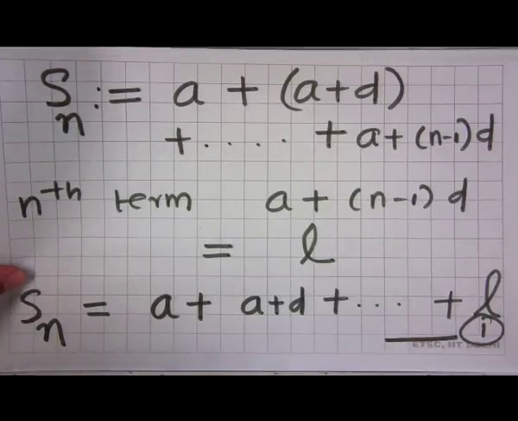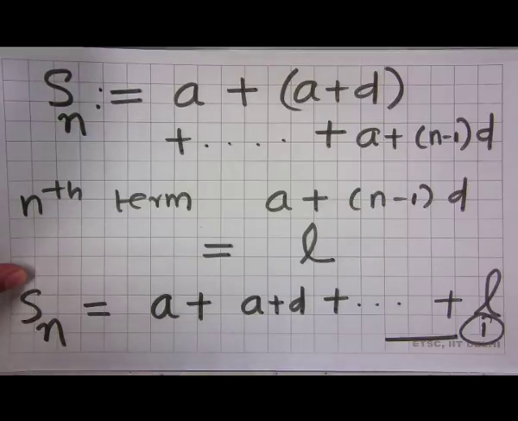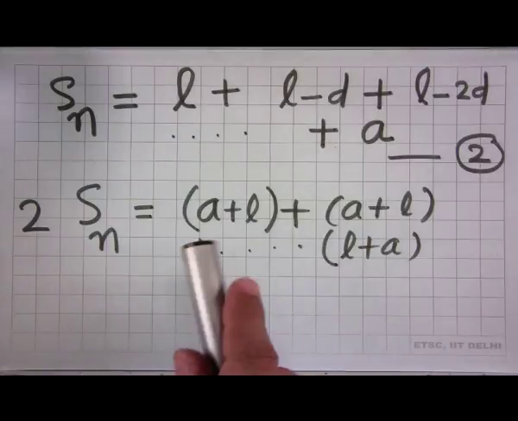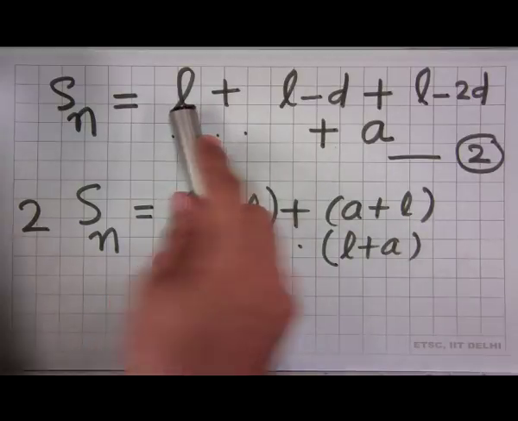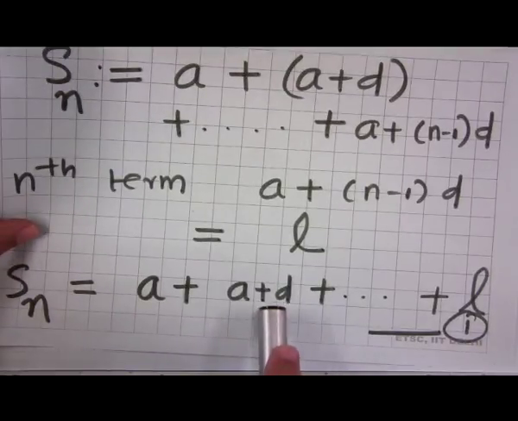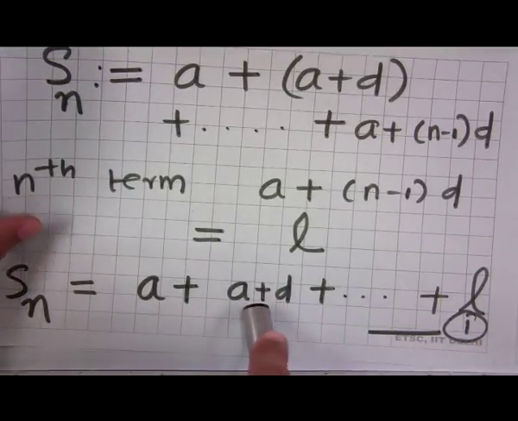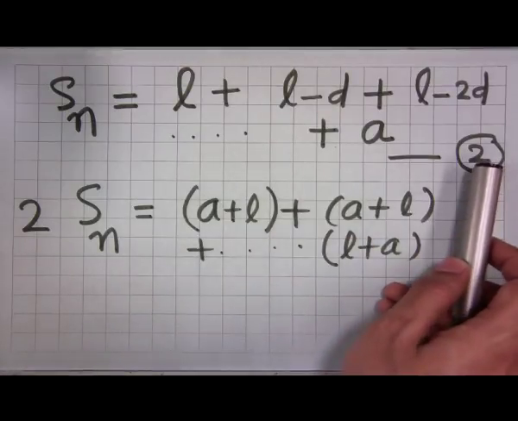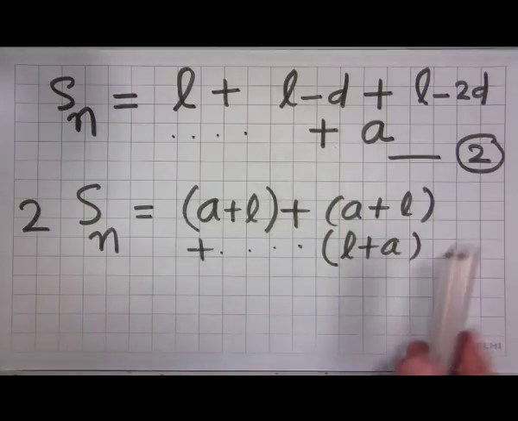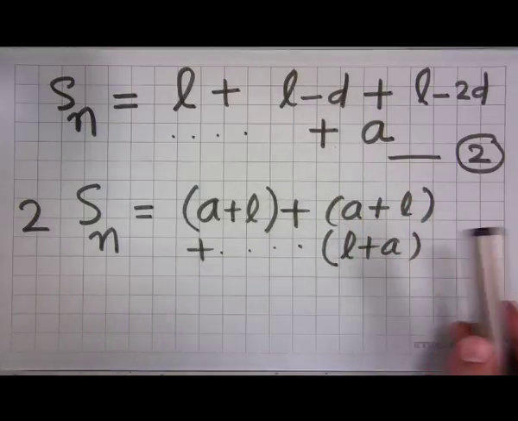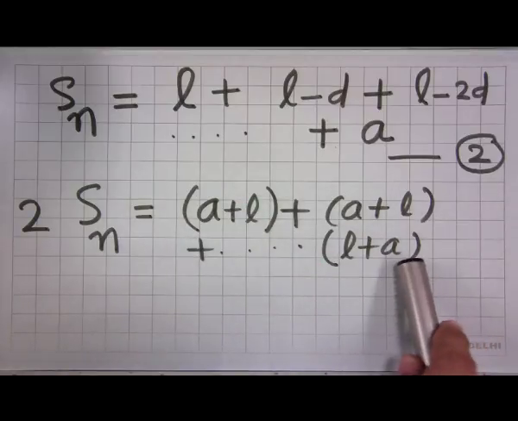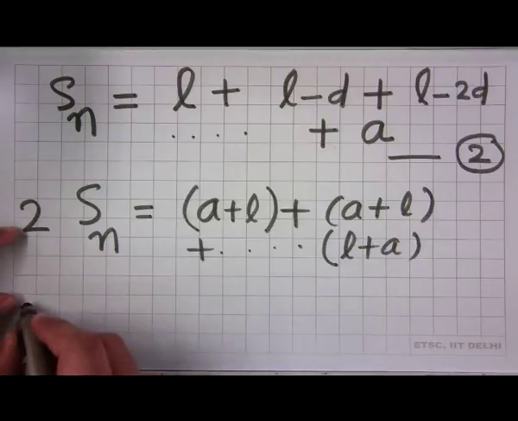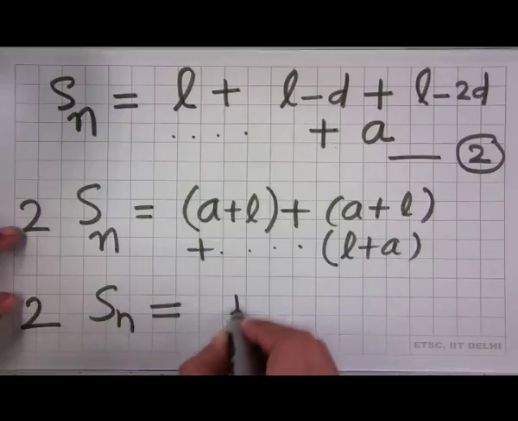Please look at 1 and 2 again and compare the corresponding terms in the right hand side expression. The first term in the first expression is a, the first term in the second expression is L, and they add up to a plus L. The second term in the right hand side of the first expression is a plus d, and the second term in the right hand side of the second expression is L minus d. They add up to give a plus L, and so on. So, a plus L, and so on, a plus L. And how many are there? n terms. Thus, we get 2Sn is equal to n times a plus L.